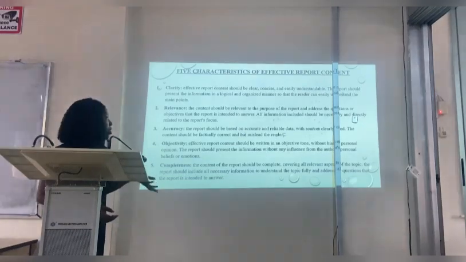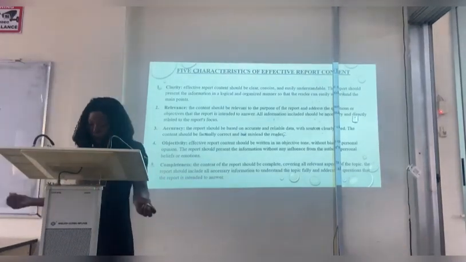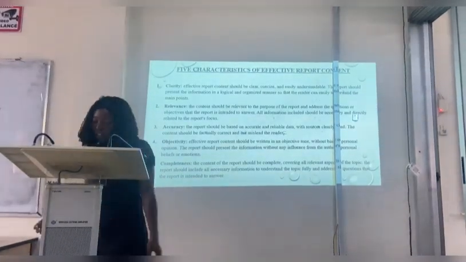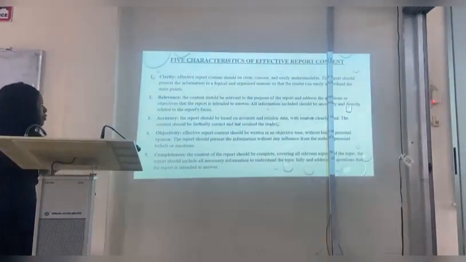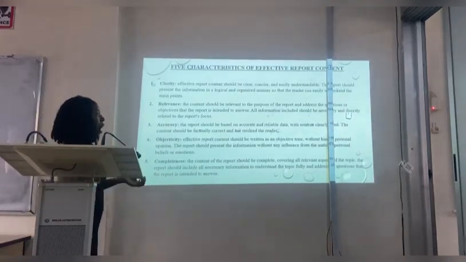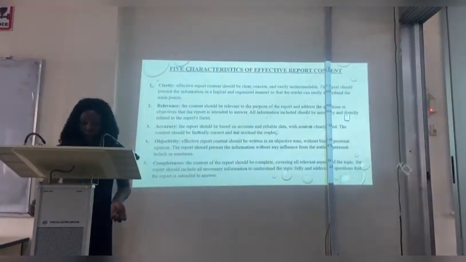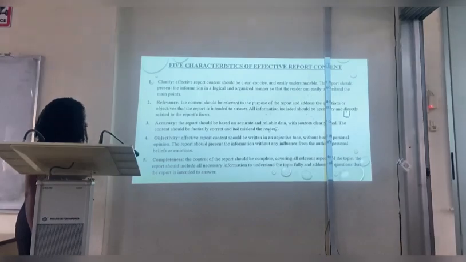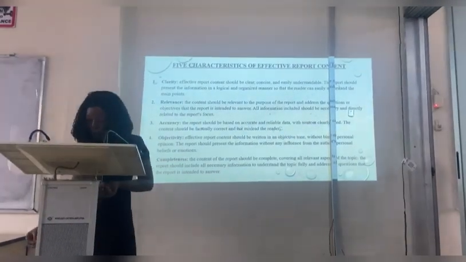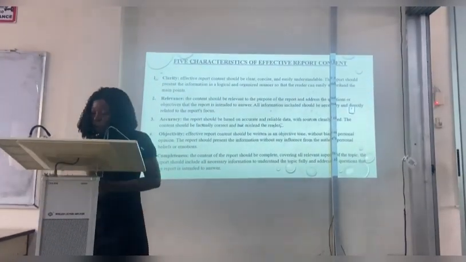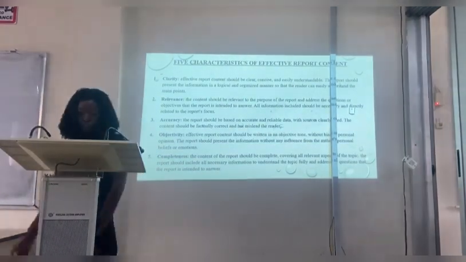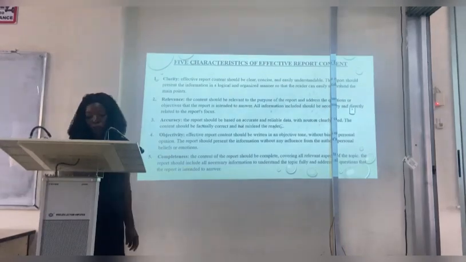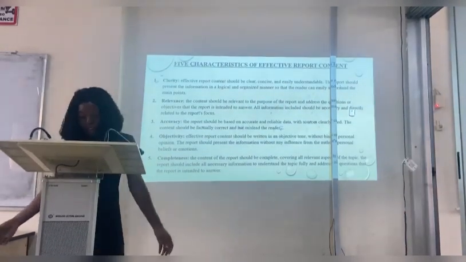Number 3 is accuracy. The report should be based on accurate and reliable data with sources clearly cited. Number 4, objectivity. Effective report content should be written in an objective tone without bias. Number 5, completeness. Your report should be complete. It should cover all relevant aspects of the topic. The report should include all necessary information to understand the topic fully and address all questions that the report is intended to answer.